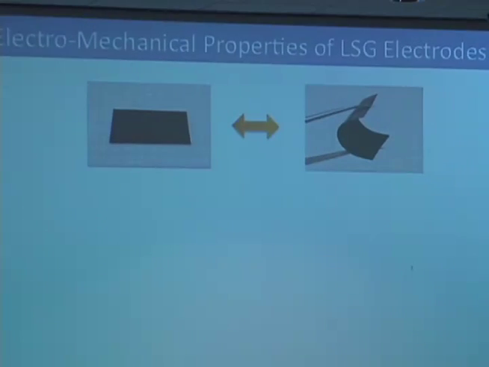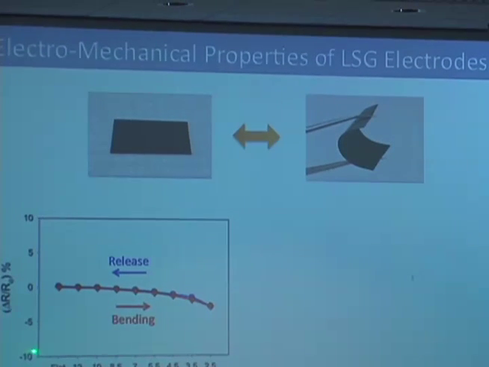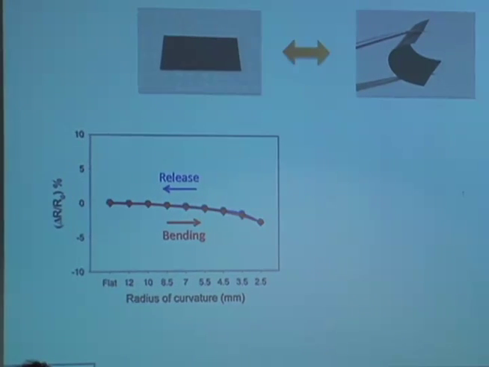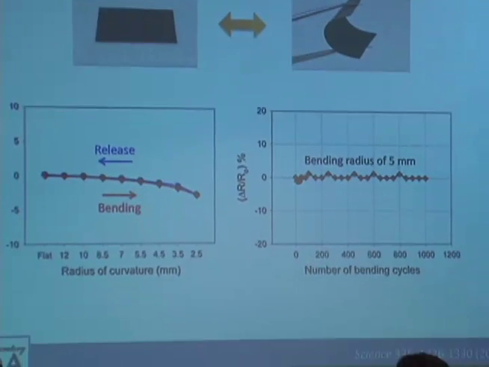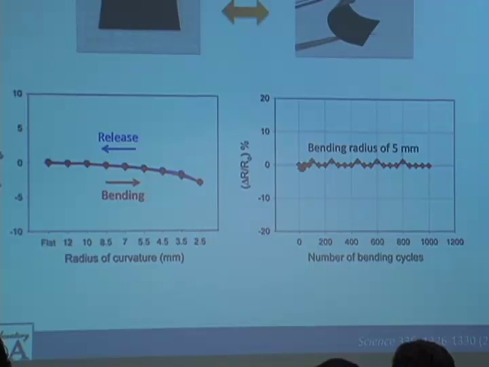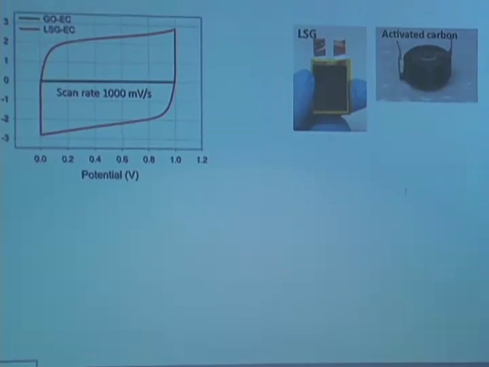Okay, it's completely flexible. And I can say that because if we look at the change in resistance as a function of curvature, if you bend it, actually the resistance goes down a little. If you let it go, it goes back. In fact, you can do this 1,000 times, and here's the change in resistance after 1,000 bends, no change. So it's completely flexible, no loss. Okay, so you can make flexible electronics.